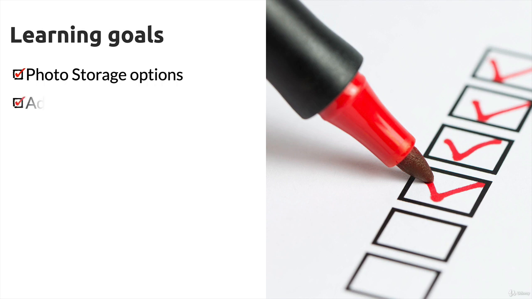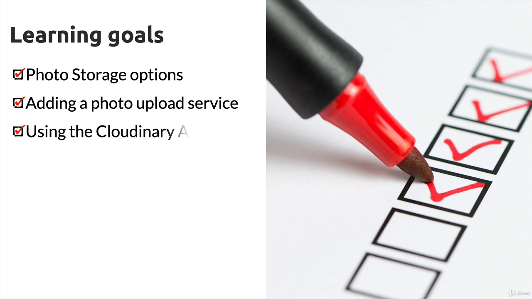And what we're going to do is add a service once we've decided where we're going to upload our photos to. We're going to add a service into our infrastructure application or project so that we can actually upload photos to the service that we're going to use. And to give away a few spoilers in this section, we're going to be making use of a cloud service called Cloudinary, which specializes in image storage on the cloud.